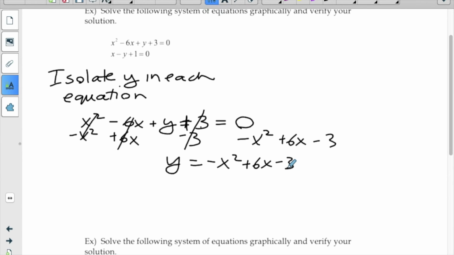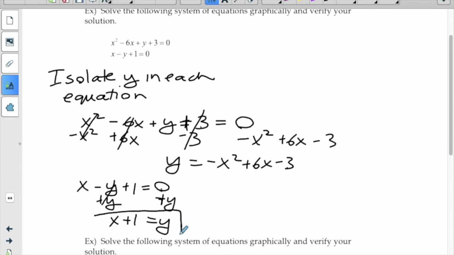Okay, so that's 1. And then for my other equation, I've got x minus y plus 1 equals 0. So to isolate y there, what do I have to do? Add y, yes. And I'm going to get x plus 1 equals y. So there's 1. There's another.